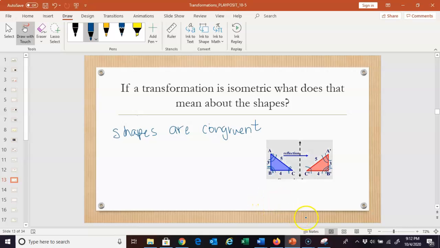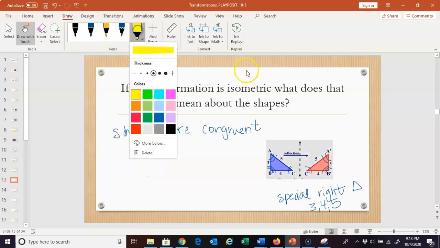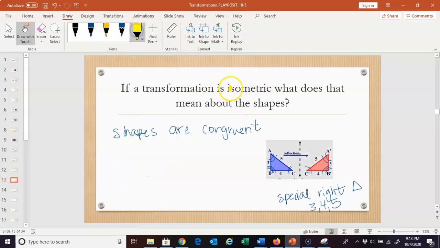Side note, this is actually a super special triangle. It's called a special right triangle, and we're going to get to this in second semester. It's a Pythagorean triple. It's a 3, 4, 5. Very special triangle. But the point here is if the transformation is isometric, then the shapes are congruent.